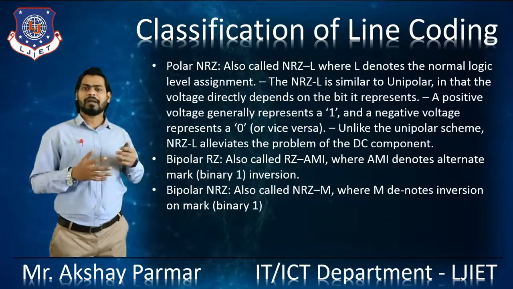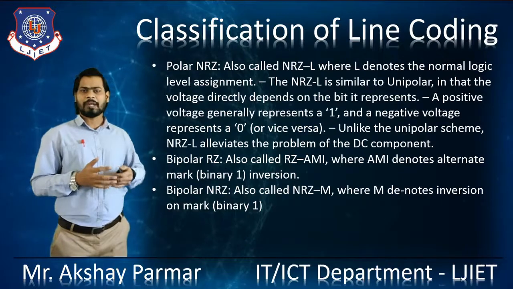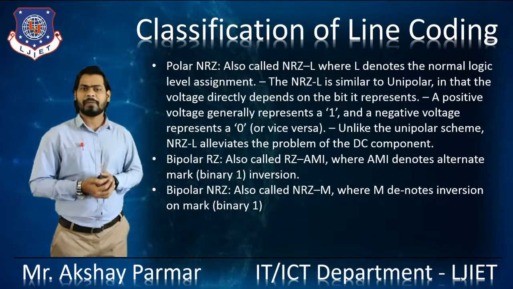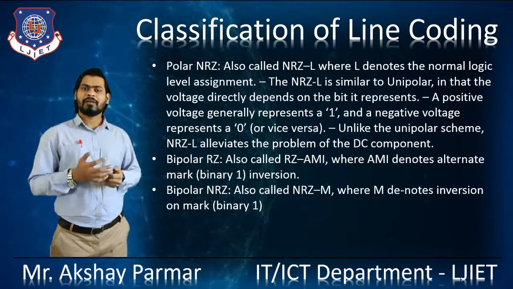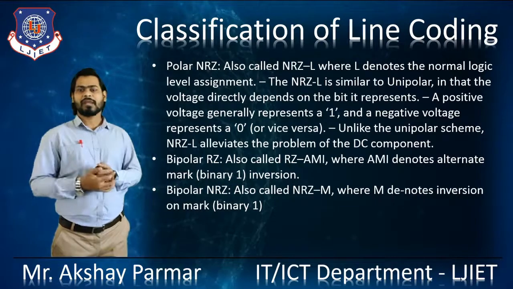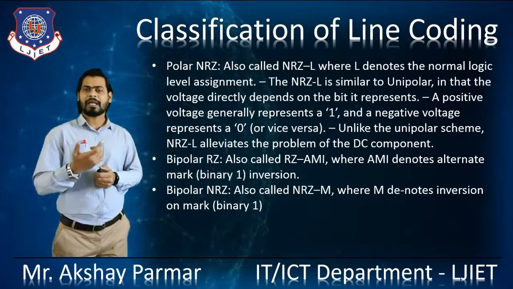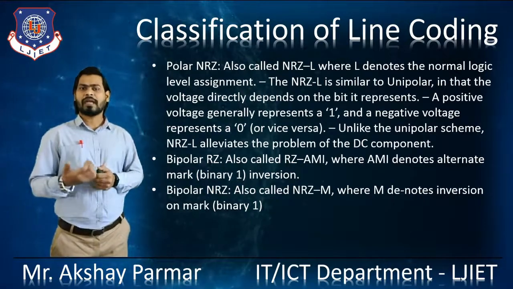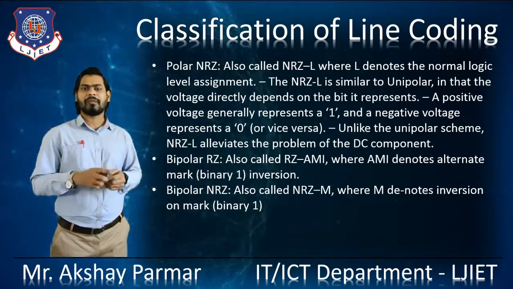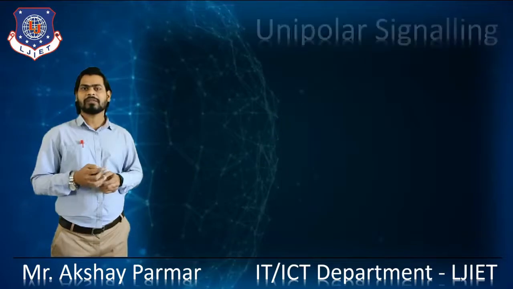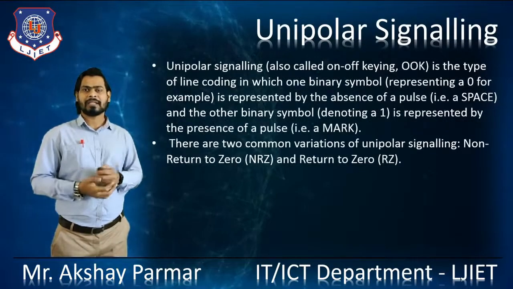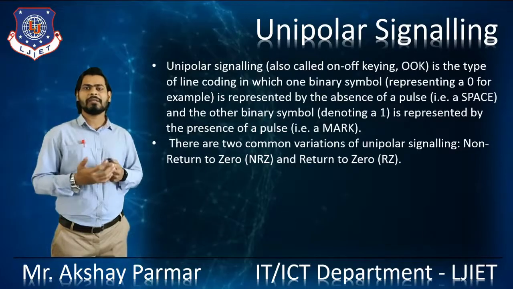The bipolar RZ, or bipolar return to zero, is also called return to zero AMI, where AMI denotes alternate mark inversion of binary one, right? Binary bipolar NRZ is also called NRZ-M, where M denotes the inversion of the mark, binary one, right? So this is about the classification of the line coding techniques. Let's see the unipolar signaling in brief.